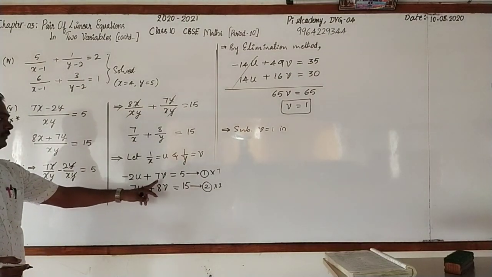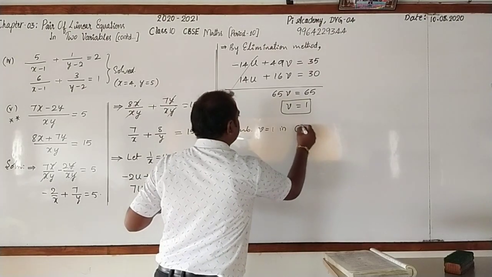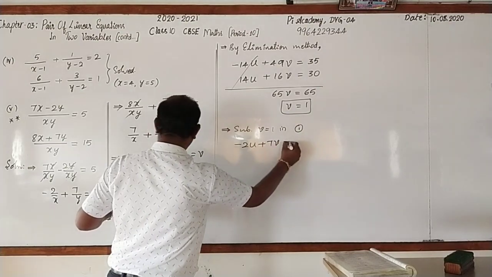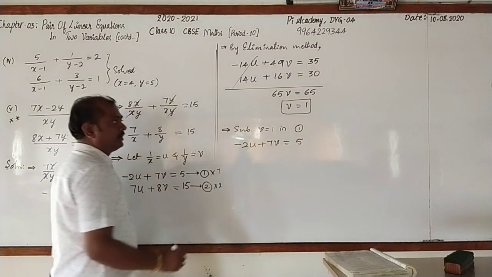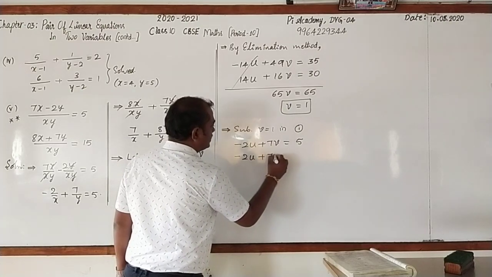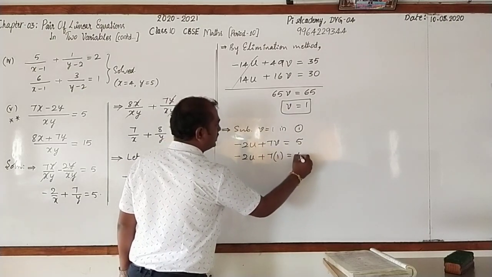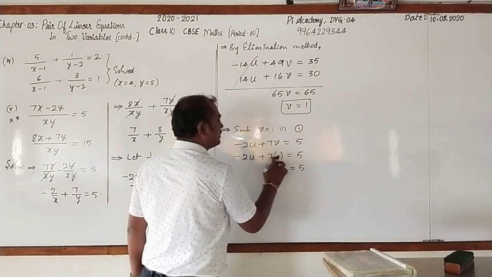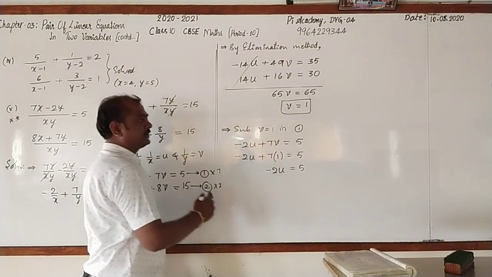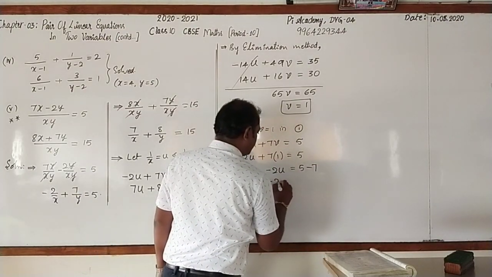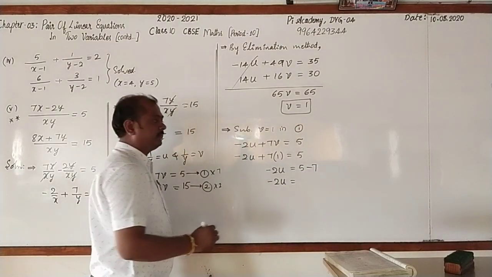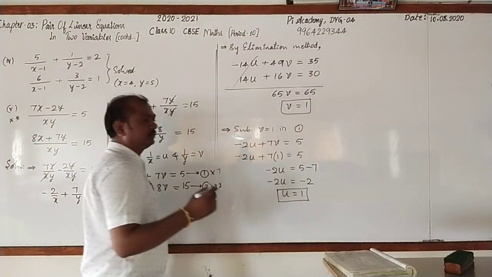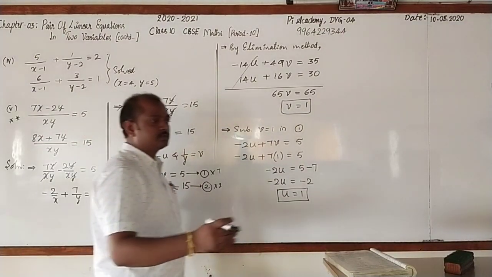Let us go for taking the first equation. The first equation is minus 2U plus 7V equal to 5. Minus 2U plus 7 into where V is 1, it is equal to 5. Minus 2U as it is, 5. 7 ones are 7. Transfer 7 to the right hand side, it becomes minus 7. Minus 2U is equal to, what is 5 minus 7? This is minus 2. U is equal to 1. The value of U is also same, that is 1.